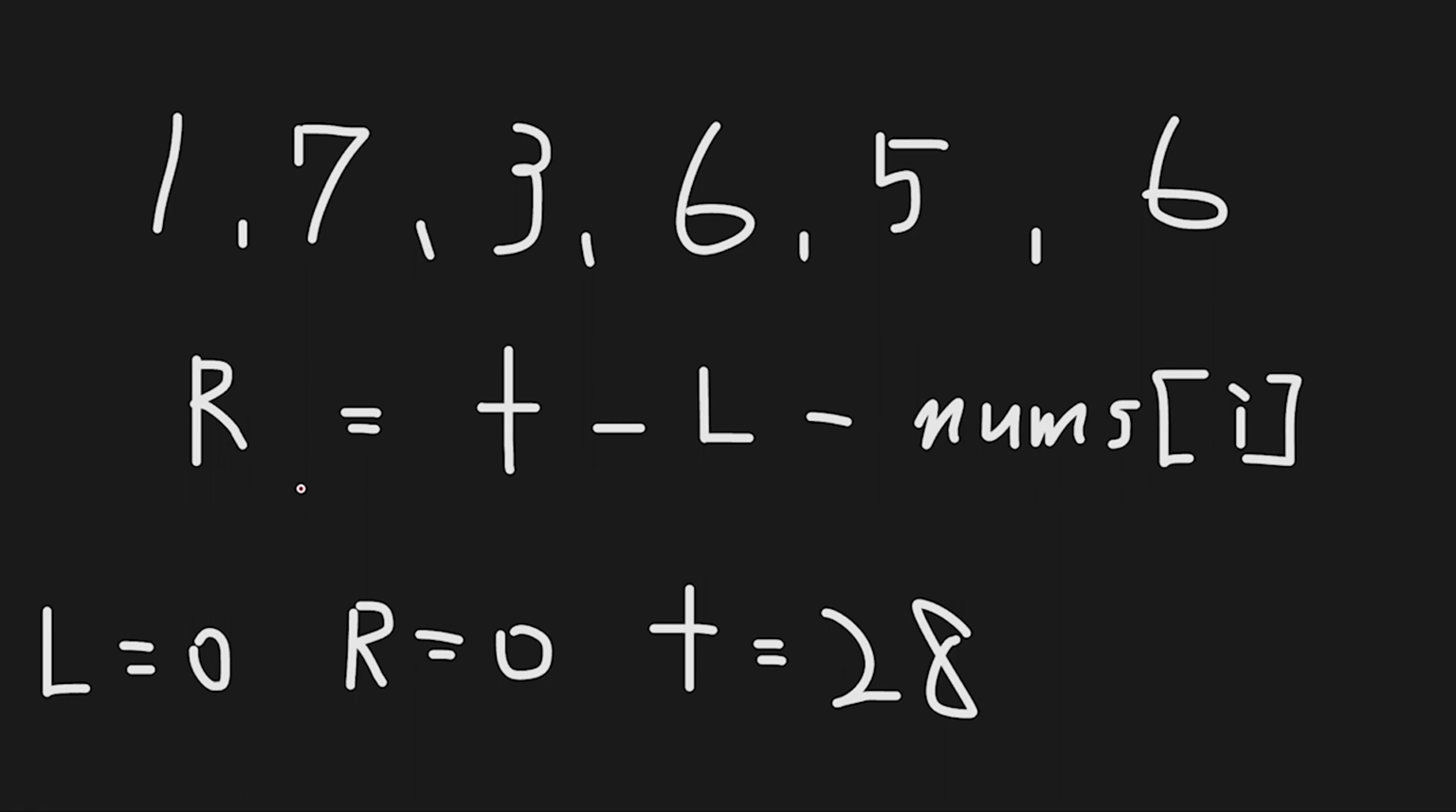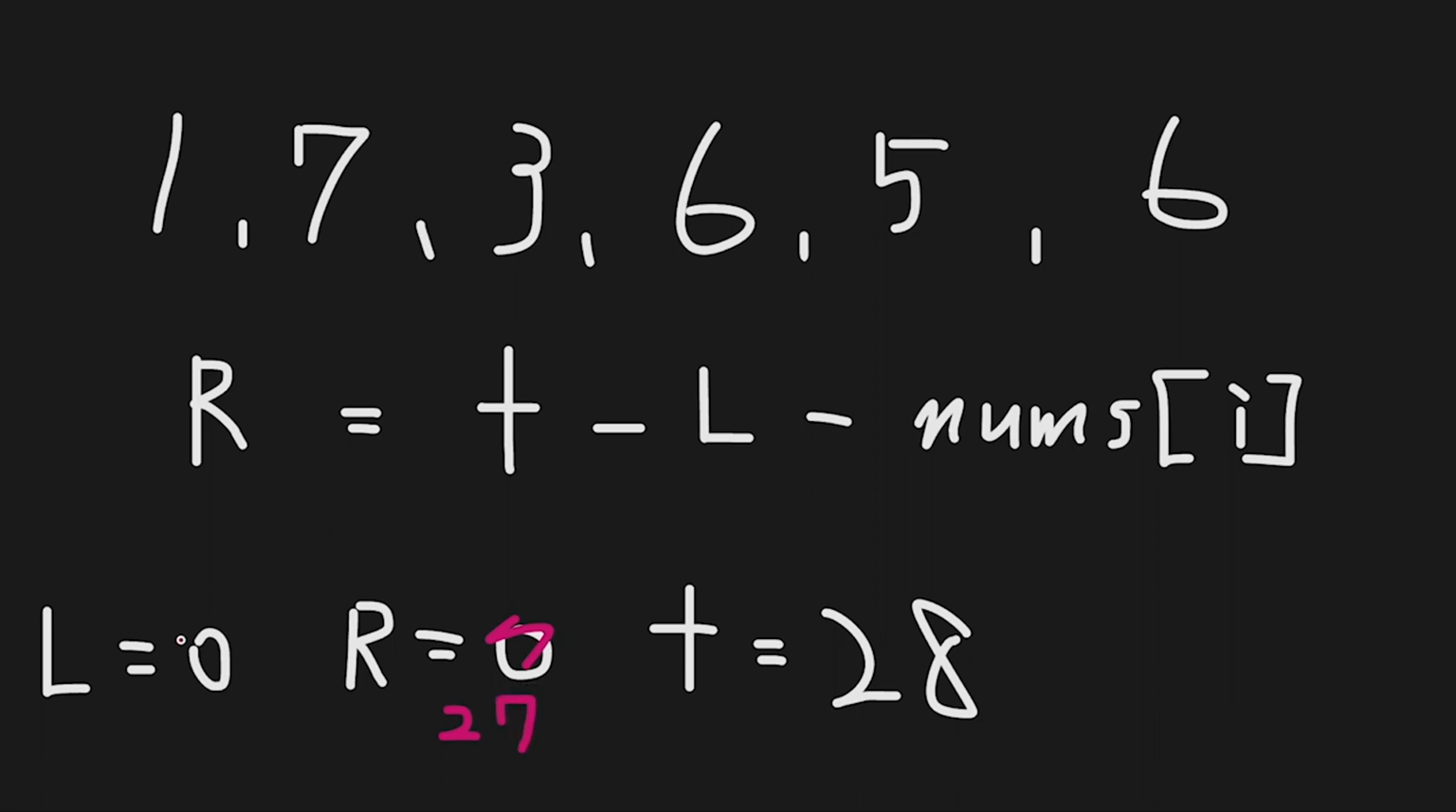Okay, so let's begin. First of all, we find 1. So calculate the right sum. Total 28 minus left sum 0, and the current number is 1. So 27. So now right sum is 27.